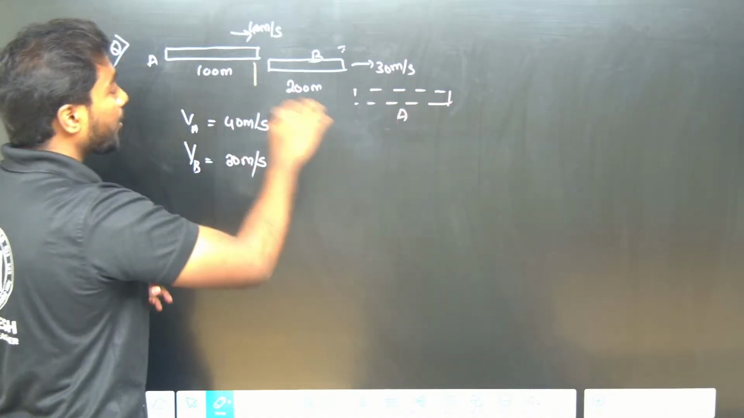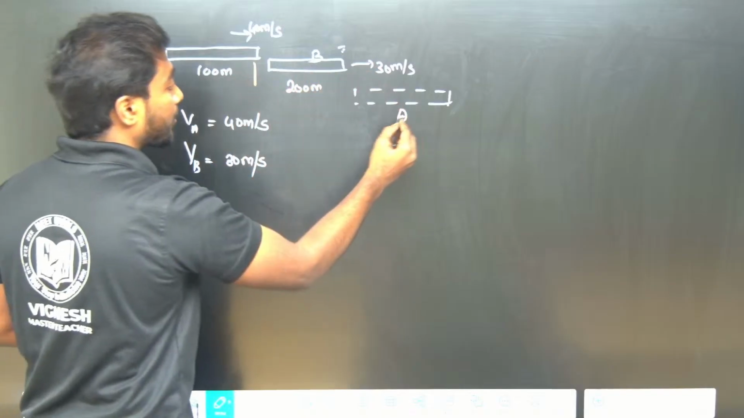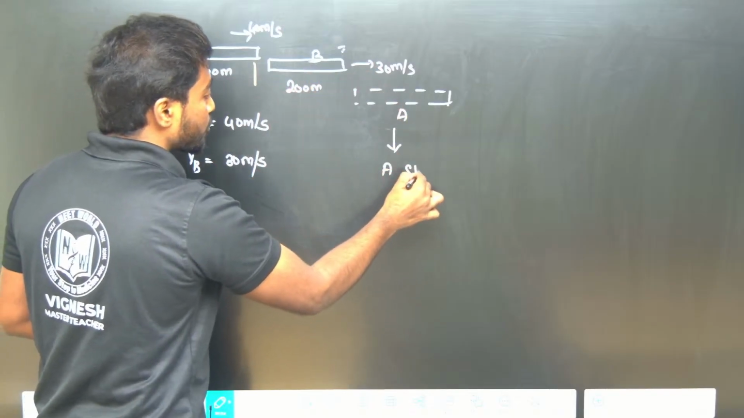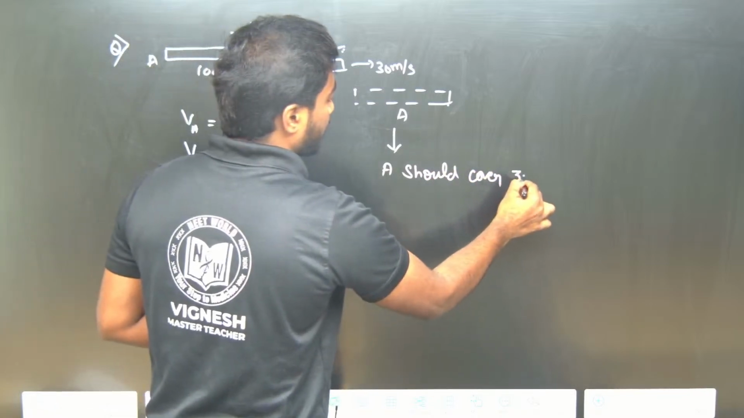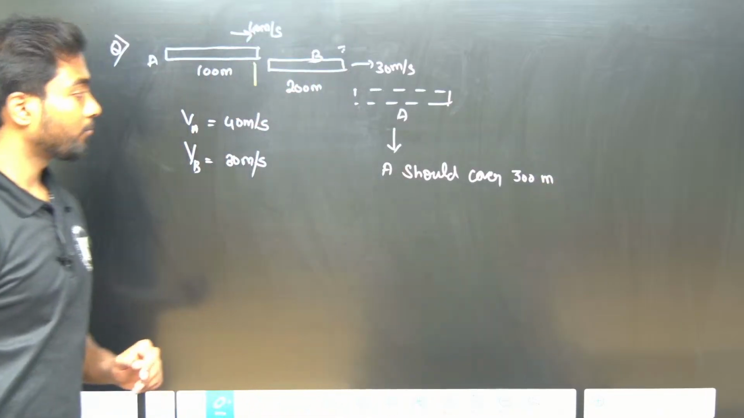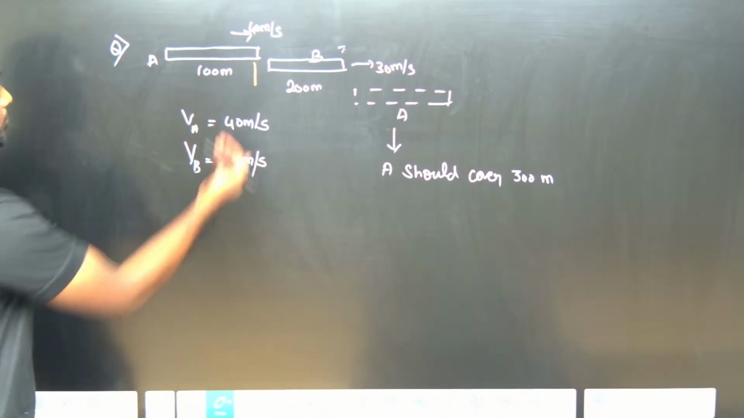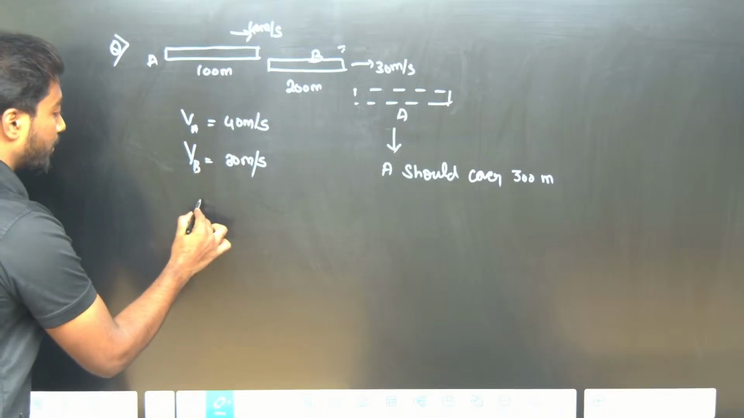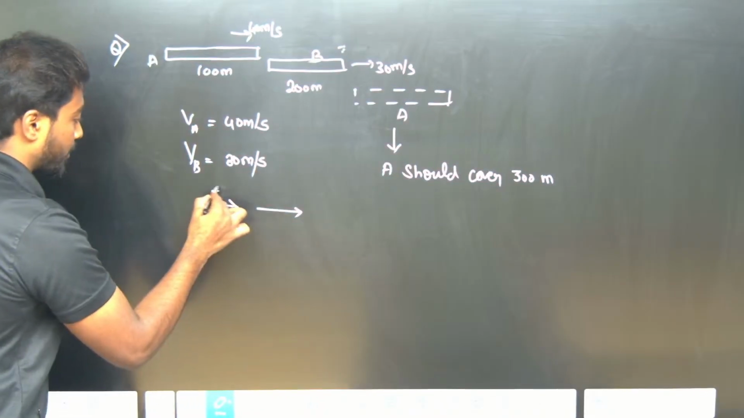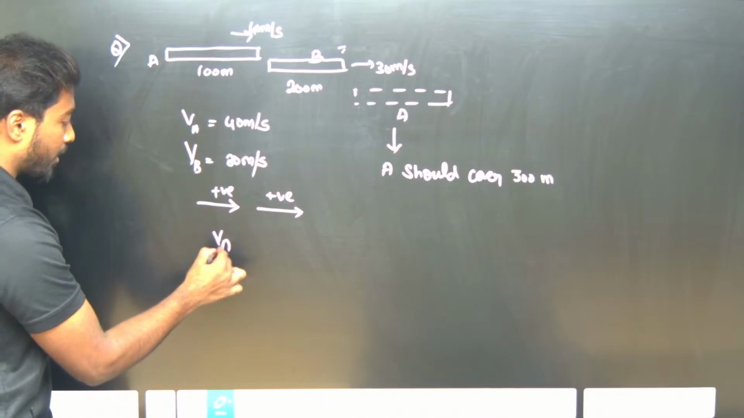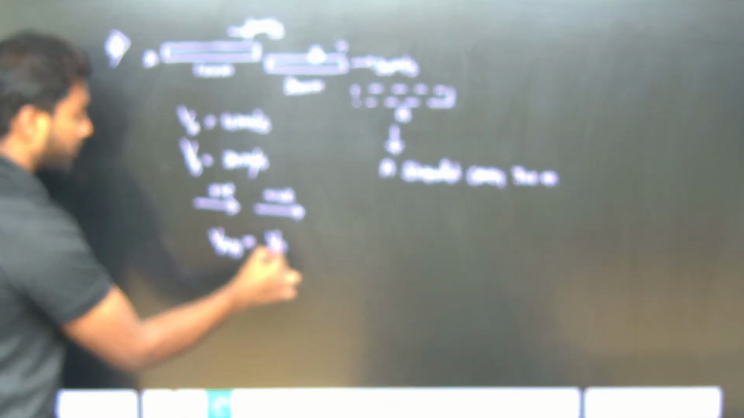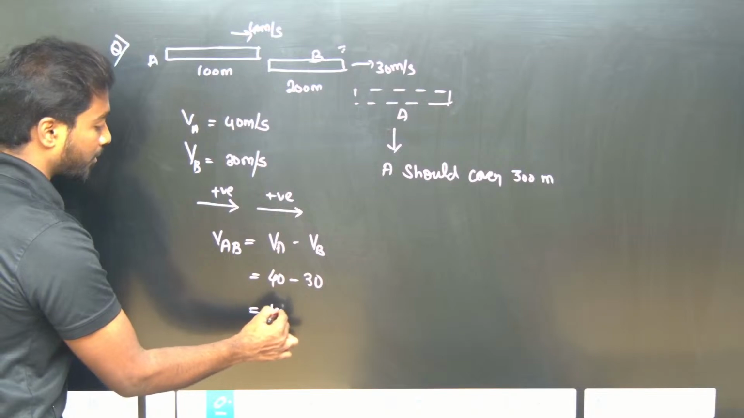So A should cover 300 meter. Now, velocities are both in the same direction, positive direction. Velocity of A with respect to B is nothing but velocity of A minus velocity of B. So, velocity of A is 40 minus velocity of B is 30, which is nothing but 10 meter per second.